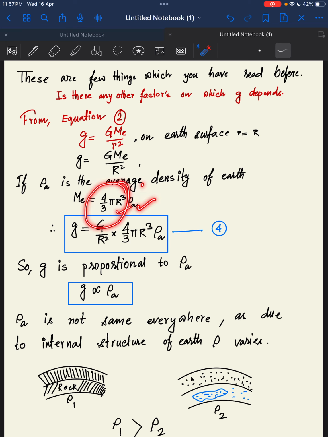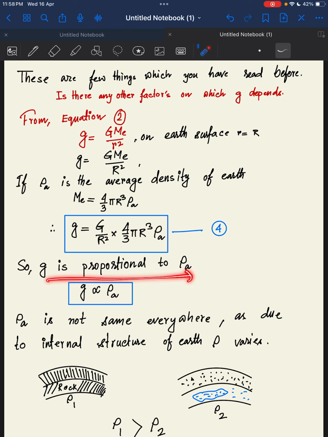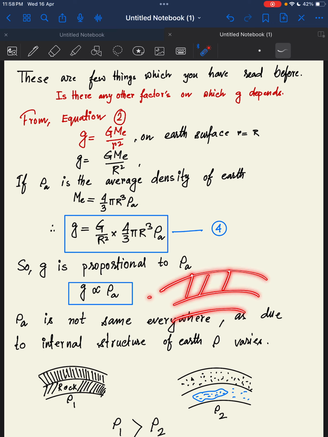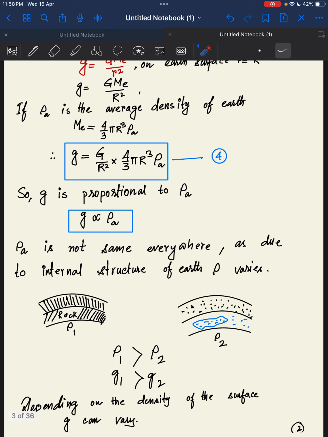Assuming that earth is a sphere for simplicity of calculation, if you just plug in this value here, you will get G is proportional to rho A. That means G solely depends on the density of the earth crust material. So wherever density is high below the earth crust, whatever materials are there, then your G will be high. And wherever this density is low, then your acceleration due to gravity will be low.